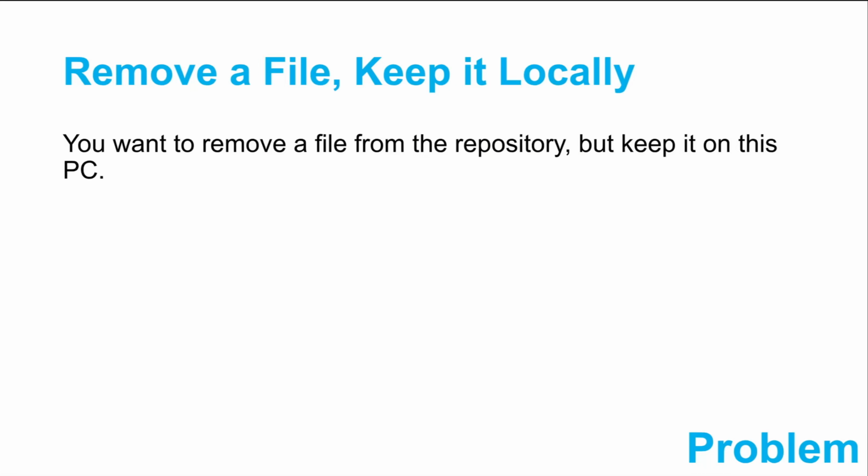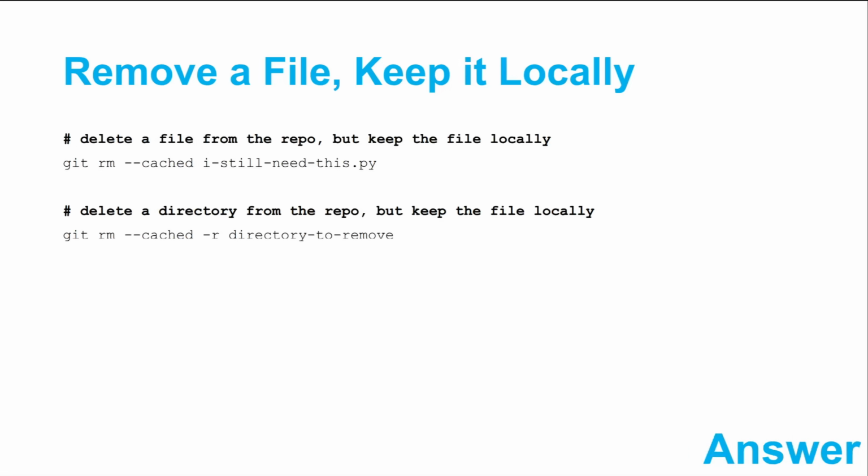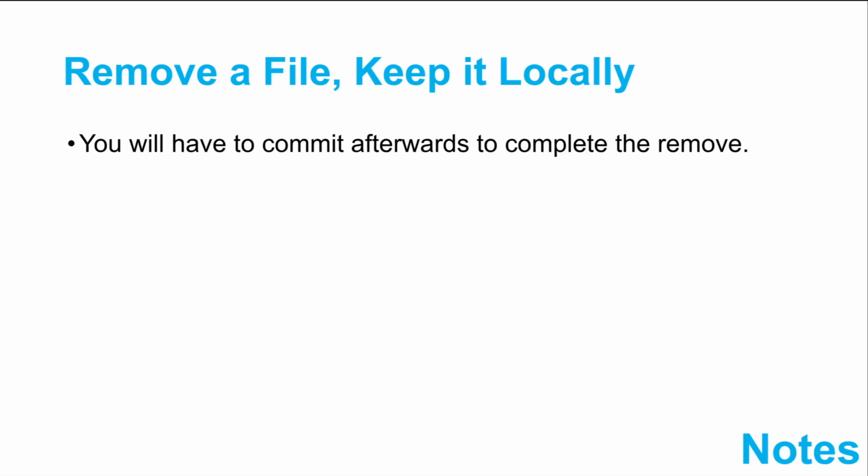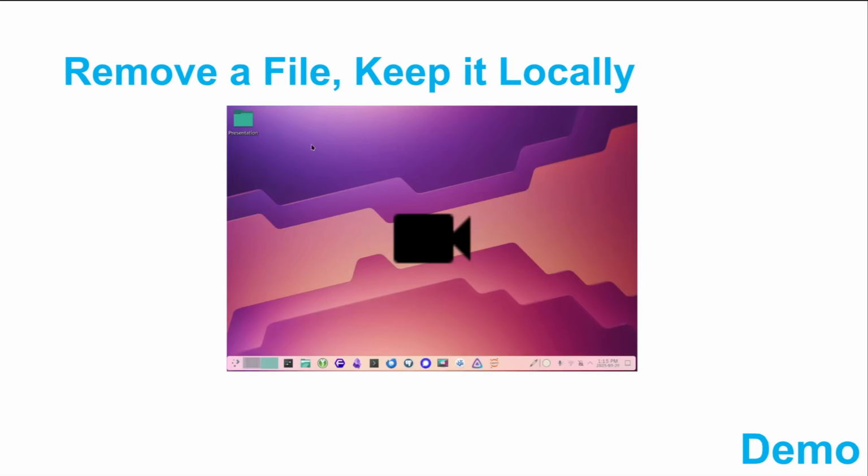All right, so how do you remove a file but keep it? So you want it out of the repository, but you still need it for whatever. For reference, maybe it was something that should have been local, but accidentally was committed. It's easy. So it's just git rm cached and then the file name. Slightly different for directories. Very easy. Again, you have to commit everything.